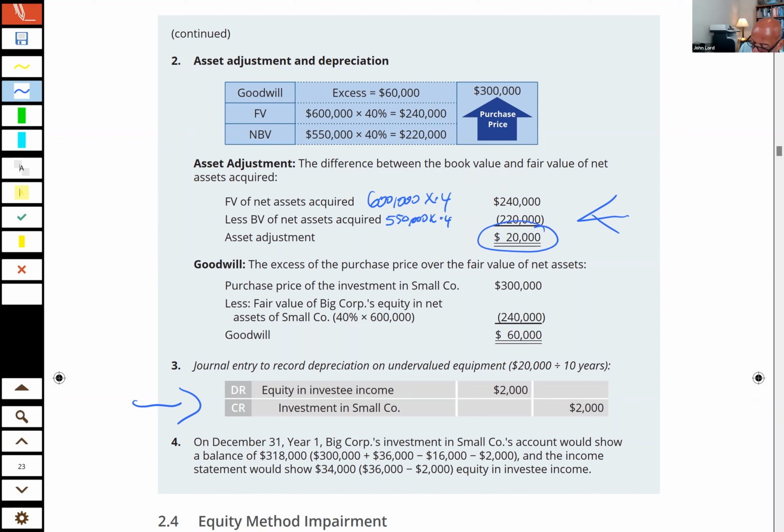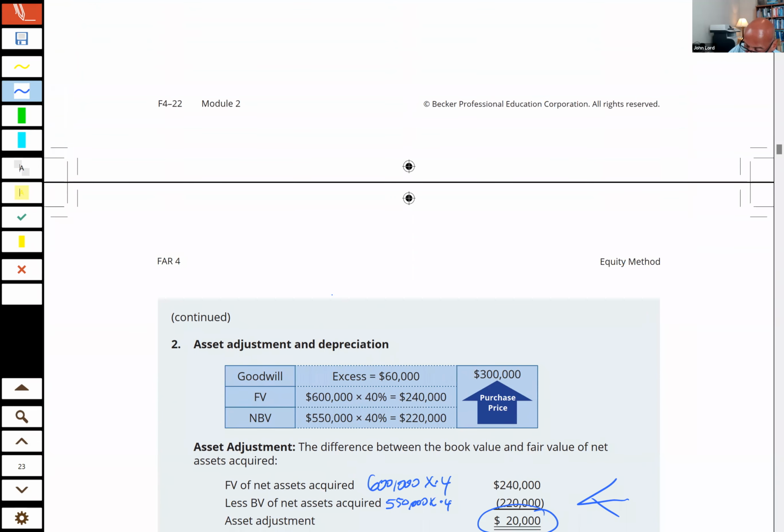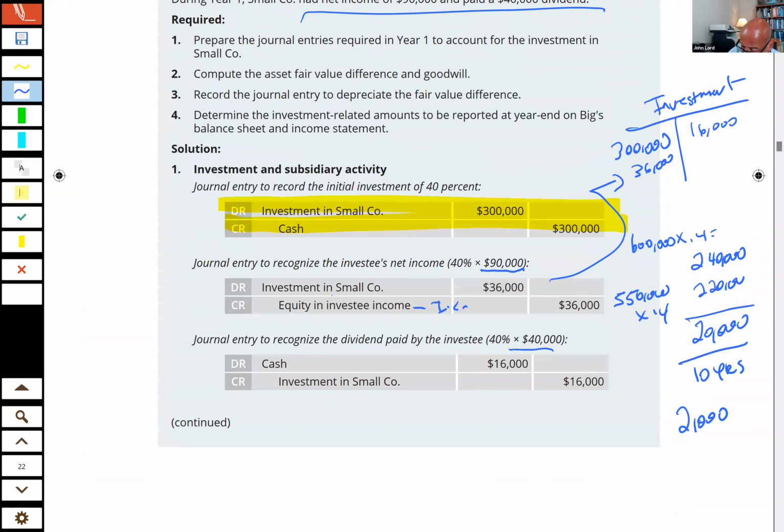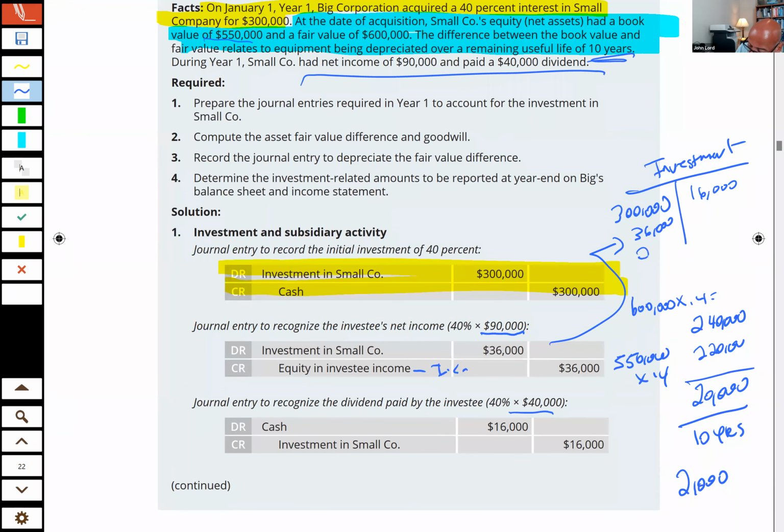That's 20,000. That 20,000 divided by 10 means that I'm going to reduce the amount of income from that investment that I report on the income statement, and I will reduce the investment on the balance sheet by that 2,000. And so if the question was asking me what's the ending balance in the investment account, I'd have to know to reduce that, right, by the 2,000. I credit it for the 2,000.